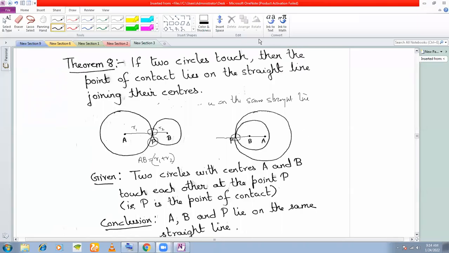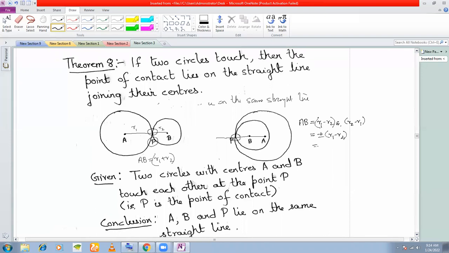If the two circles touch each other internally, then we have the distance between the centers AB. This time, this will either be equal to R1 minus R2, or it can be R2 minus R1, whichever is greater. If R2 is greater than R1, then we write R2 minus R1. If R1 is greater than R2, then we write R1 minus R2. Collectively, this is also written as plus or minus R1 minus R2.